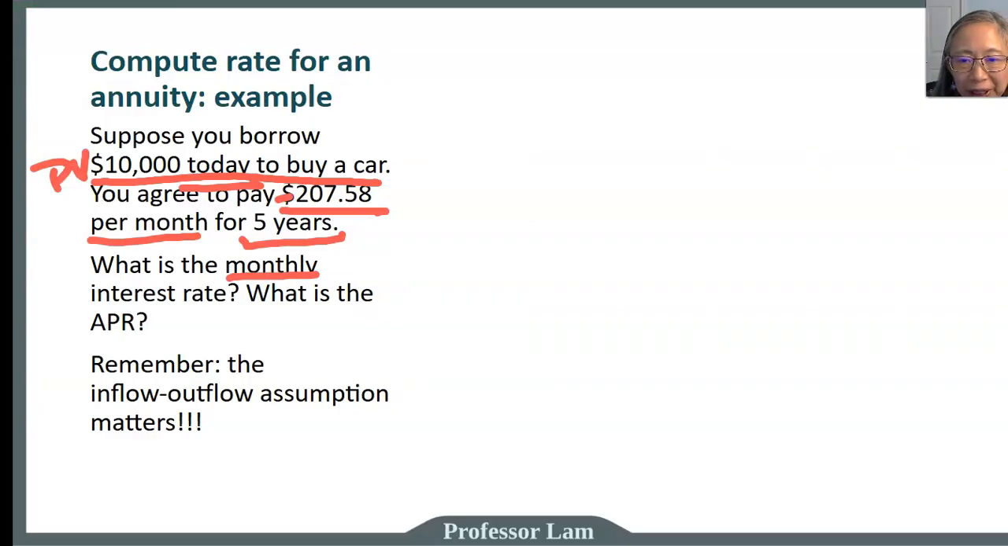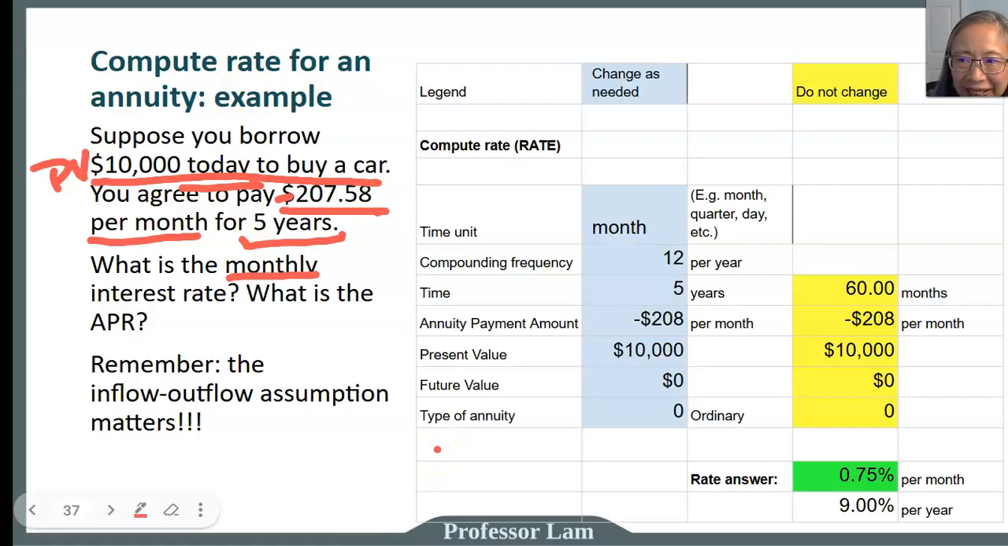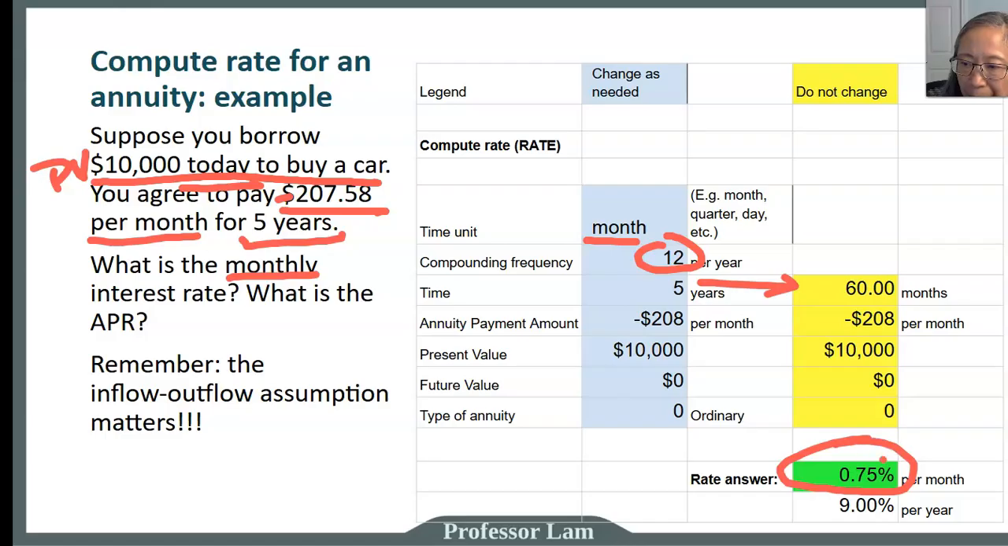Pause and fill in the information. Welcome back. Did you put everything in the right place? So month, 12 times per year, 5 years, so 60 months. $208 per month, $10,000 is your present value. The interest rate is 0.75% per month. If you multiply that by 12, again, the template will do that for you, is 9% per year.